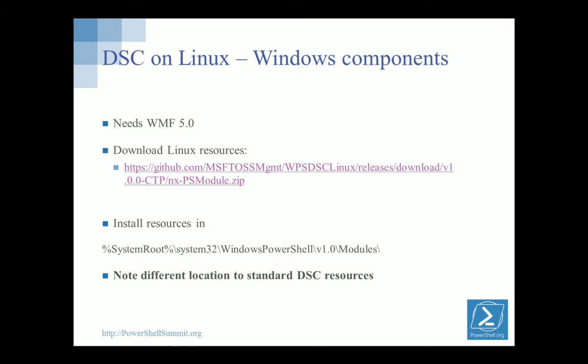In terms of the Windows side, when I say DSC on Linux, this is targeting Linux machines from a Windows DSC box. So you need WMF5, and you need to download the Linux resources. Again, they come off of GitHub. The resources install in System32 Windows PowerShell modules, not where your normal resources install. It's just an oddity.